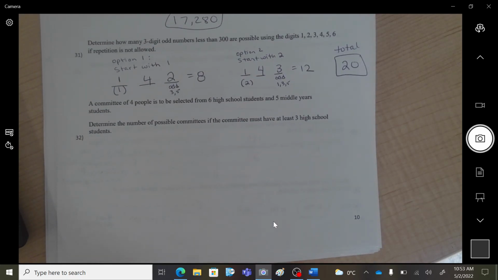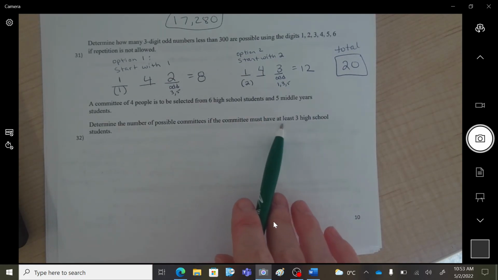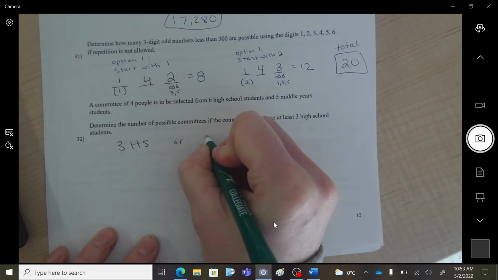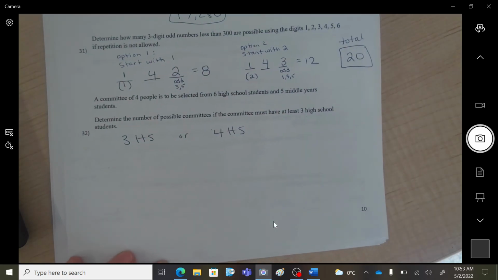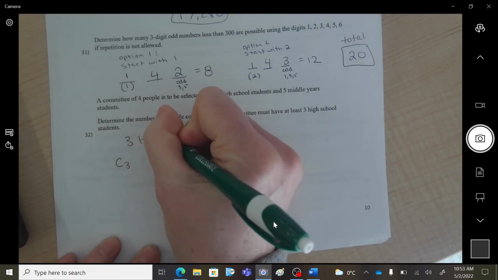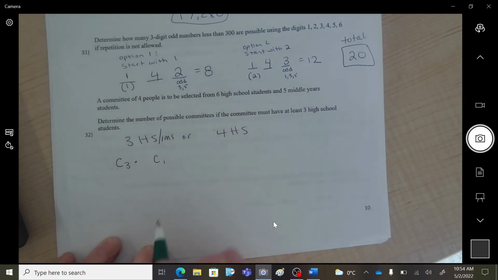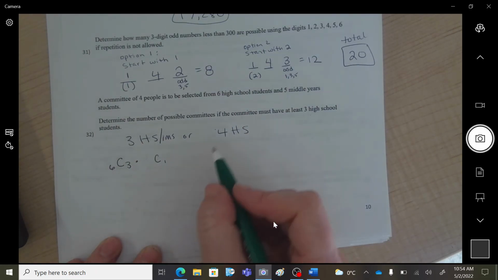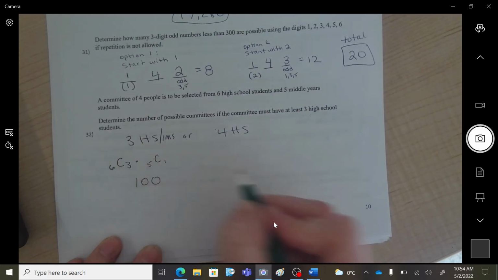Committee of 4 people selected. We got 6 high school, 5 middle year. Determine the committees, if the committees must have at least 3 high schools. So 3 high schools or 4 high schools, because I need a committee of 4, so that's my options. So if I have 3 high schoolers, I would also need 1 middle school. So when I look at how many, I have 6 high schoolers to pick 3 from, 5 to pick 1 from, so that would work out to 100.